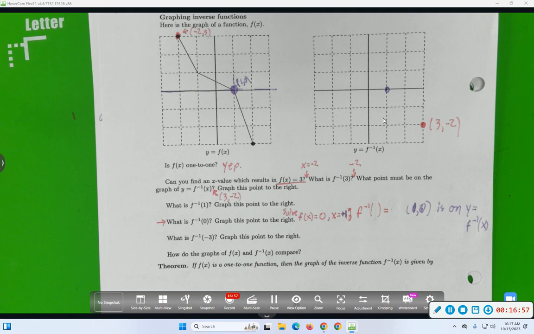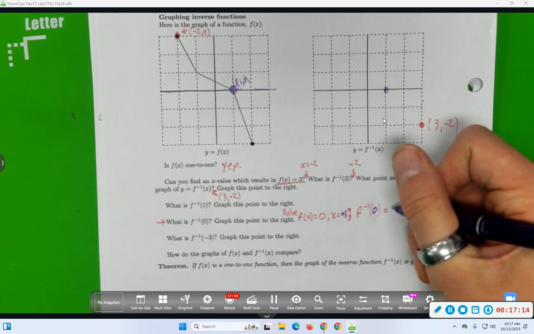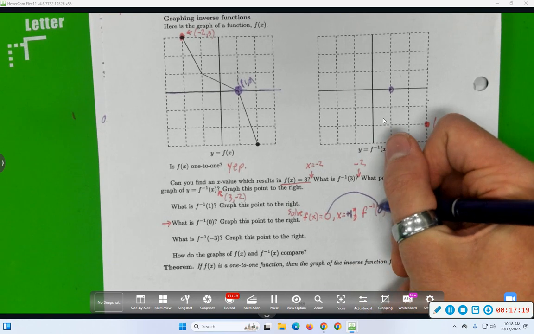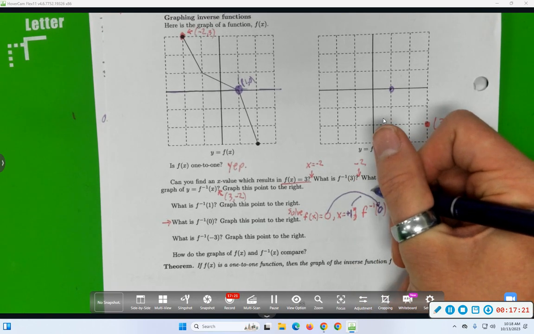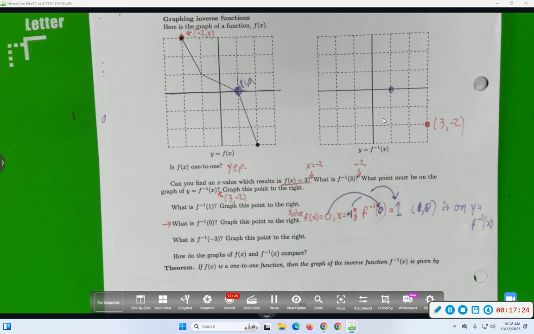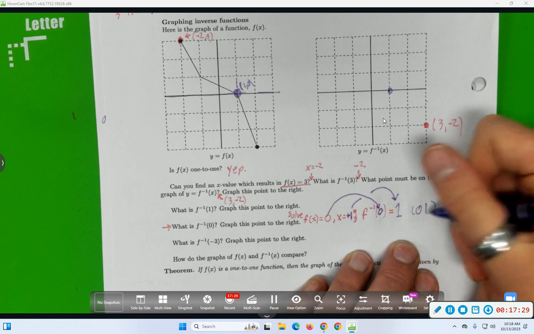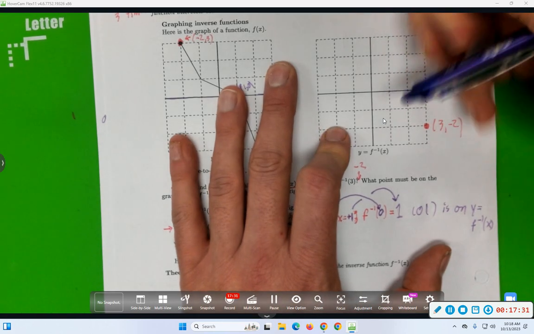I know that f sends an input of 1 to an output of 0. Inverse swaps inputs and outputs. So f inverse will send 0 to 1, which is not what I wrote. Now I'll write that: f inverse of 0 is equal to 1. The thing that was the output is now the input, and the thing that was the input is now the output. So that means that (0, 1) is on the graph of the inverse function.